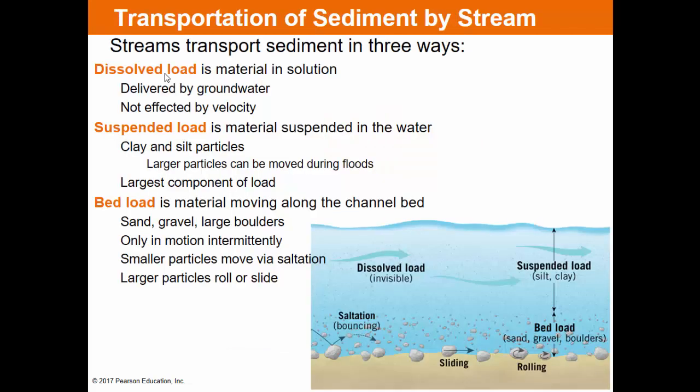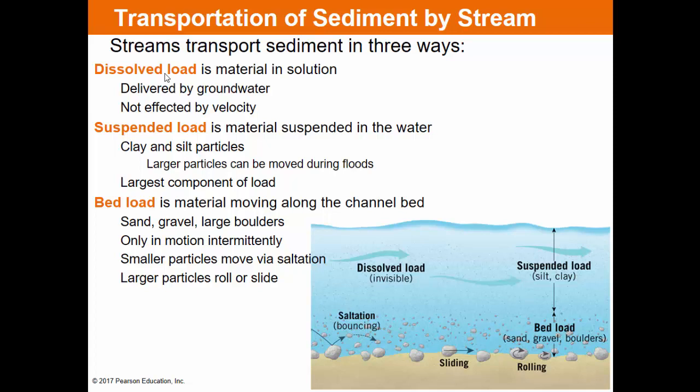All right, so when we talk about the erosional power of a stream and what a stream can do, we know that streams can transport sediment in three basic ways. There's a dissolved load, a suspended load, and then what's known as the bed load. The dissolved load is material in solution. So these are ions, elements that have literally been dissolved and are moving in the water. They're invisible. Most of that dissolved load is delivered through groundwater, through water percolating through the ground in the soil. And dissolved load just basically moves wherever the water moves.